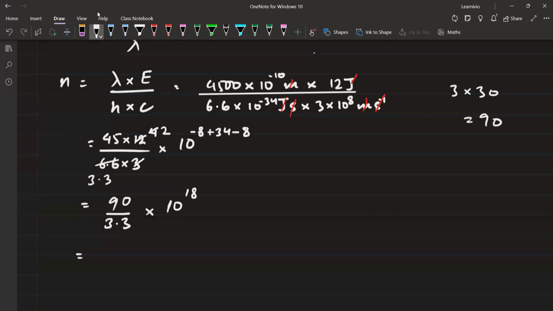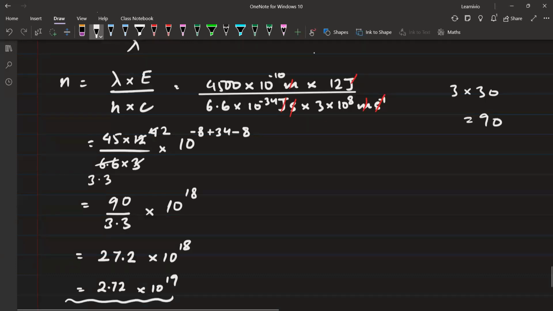ठीक है. तो बाय द वे जिनका ये approximately 27 वगैरह आएगा, ठीक है, 27.2 जिनका आ रहा है, I think that is correct, into 10 to the power 18. ठीक है, this will be equal to 2.72 into 10 to the power 19. So this many photons will be required. कॉपी कीजिए इसको जरा.